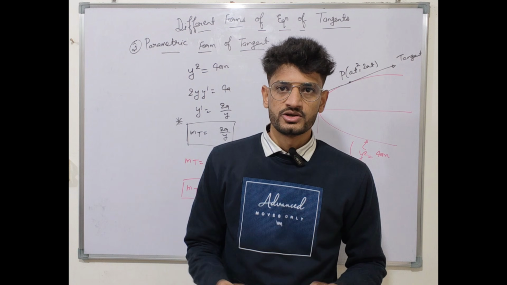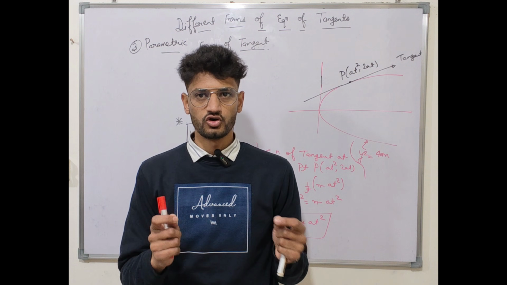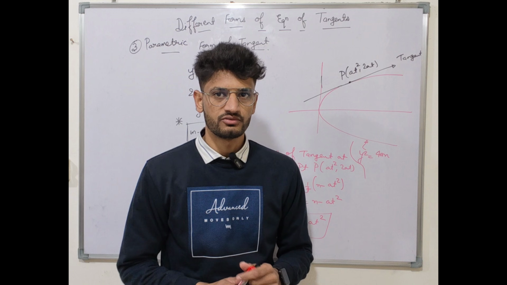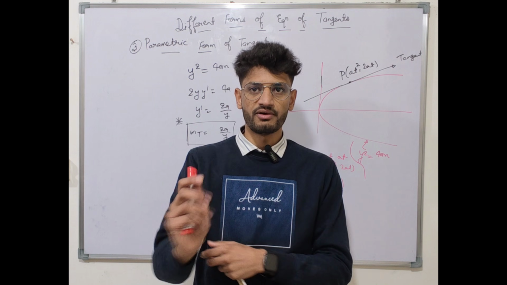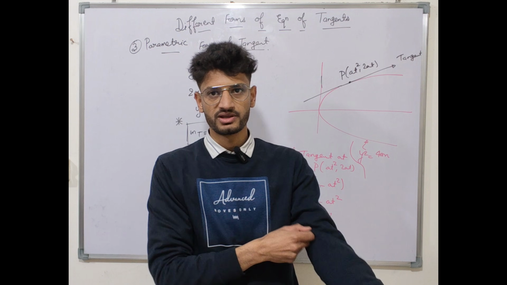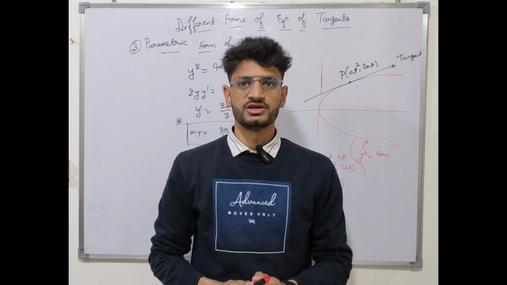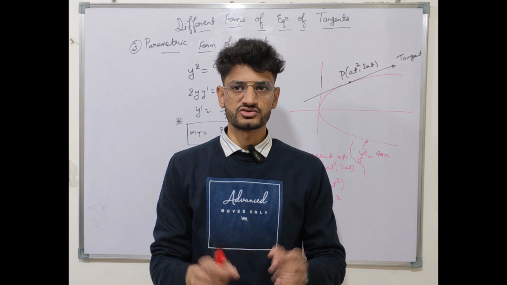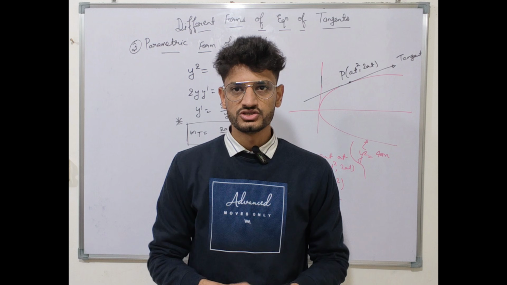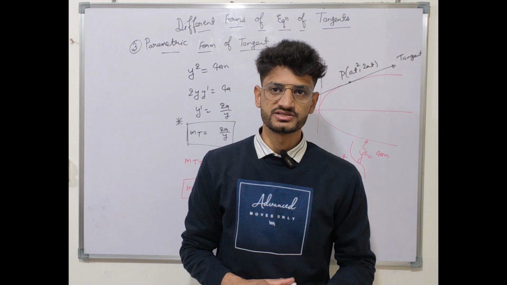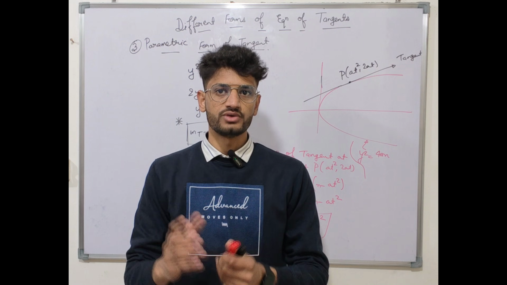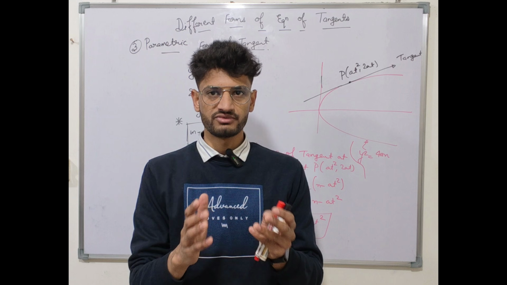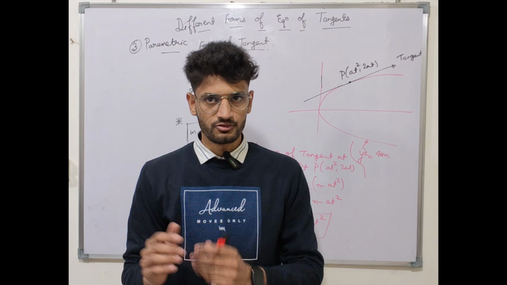So let me summarize once. First of all, we have seen the slope form of tangent, where we assumed y equals mx plus c as the equation of tangent on parabola y square equals 4ax. In that case, we solved the line and parabola, and we observed the condition of tangency as discriminant equals 0, and from there we obtained the result c equals a upon m. So it means our equation of tangent will be y equals mx plus a upon m.